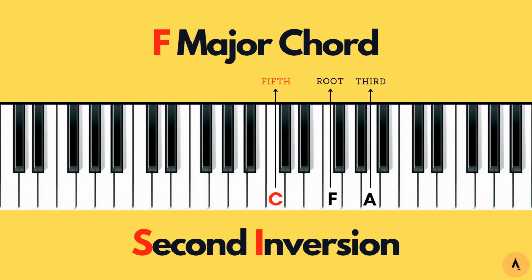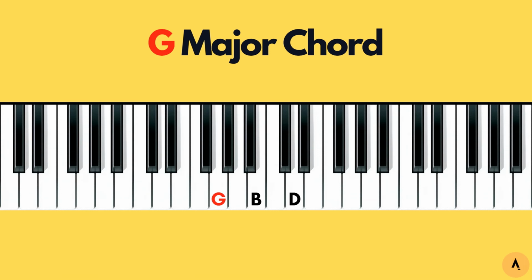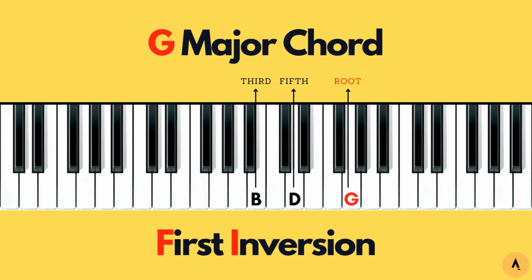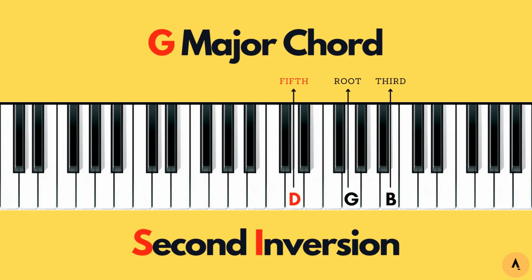Let's also try with G major. You can pause the video as you try it out on your piano as well. The root position G is G, B, D. First inversion is B, D, G. And the second inversion is D, G, B.